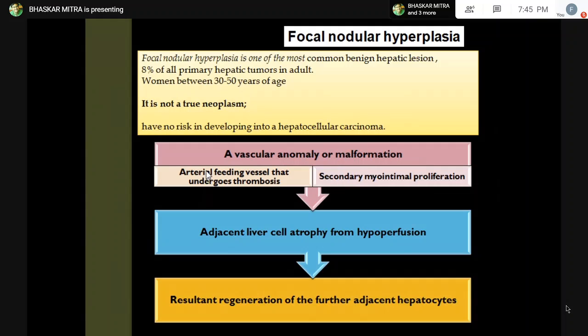Now there is a proliferation of the myointimal layer, secondary myointimal proliferation, and the liver cells surrounding the blood vessel, the adjacent liver cells, get atrophied due to hypoperfusion. Now there is a resulting regeneration of the surrounding hepatocytes, causing a bit of proliferation of that area, forming a focal nodular mass or focal nodular hyperplasia.